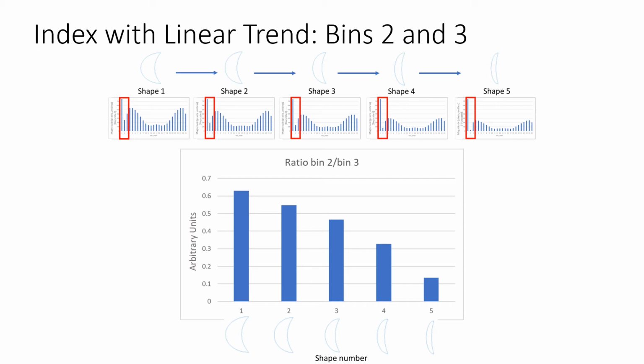All shapes in this gradient theme exhibit the ladle pattern in the first 3 bins. But in this gradient, the height of bin 2 decreases at a faster rate than bin 3. This causes the ratio of the height of bin 2 over bin 3 to decrease as the curvature decreases, which is shown in this graph.